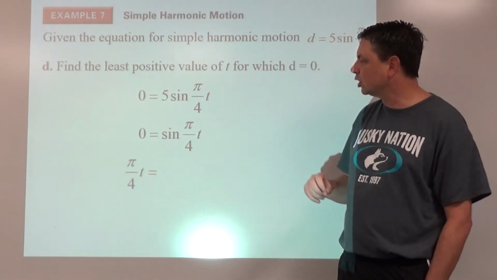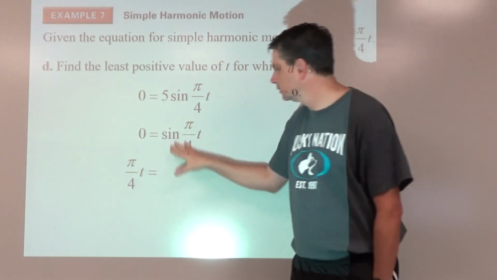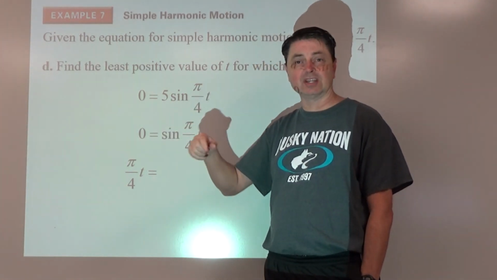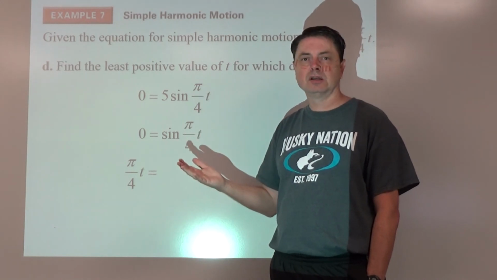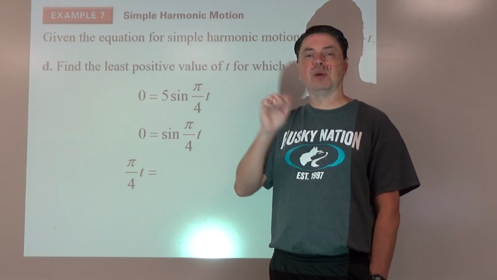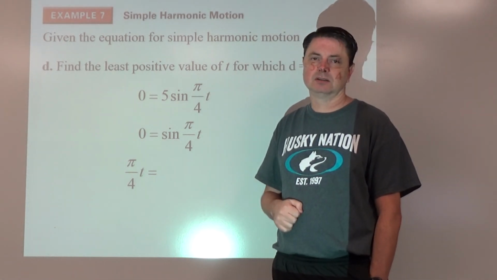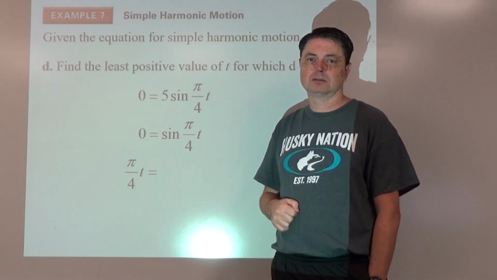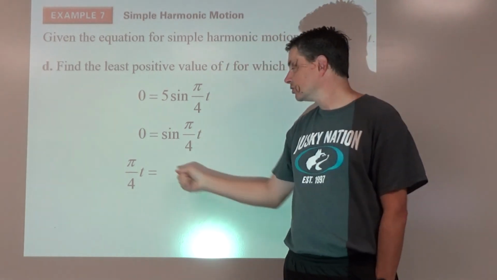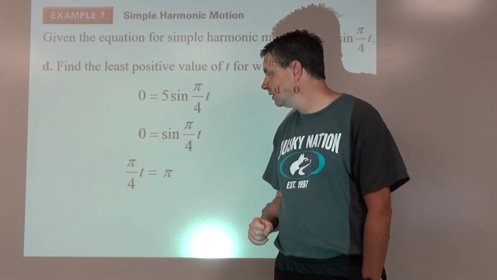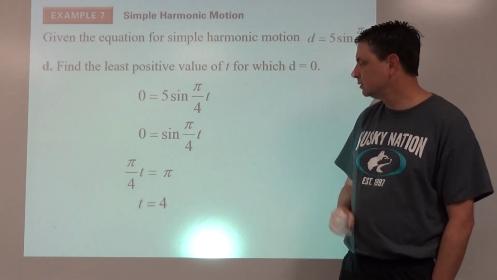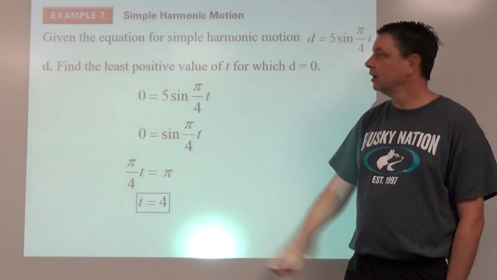And then in terms of where sine is 0, besides 0, thinking of our sine graph, where is the next place that sine is back on the average value line? We remember 0 and then it hits again at pi. So I think we're going to have this be pi. Now solve for t. Multiply both sides by the reciprocal. We get t equals 4. That's our answer.